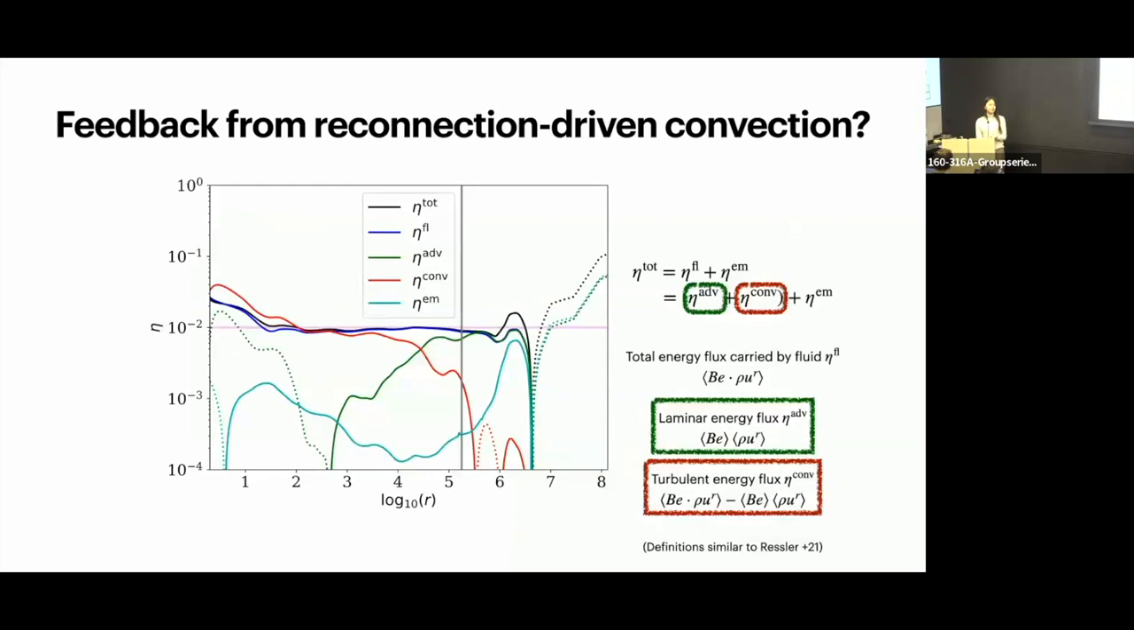We went even further to look at what is the dominant mechanism of this feedback. We can divide the feedback efficiency parameter into two different contributions. The blue is the contribution coming from the fluid, and cyan is the contribution from the electromagnetic fields. And the contribution from the fluid is completely dominant. We can even divide this further by looking at the advection component versus the convection component, where the advection component is the laminar flow of energy, and convection is the more turbulent energy flow. And the convection component, which is shown in red, completely dominates over the advection part, which is in green. So from this analysis, we have concluded that the feedback that we are seeing in this case is driven by convection, which is initiated with reconnection events.